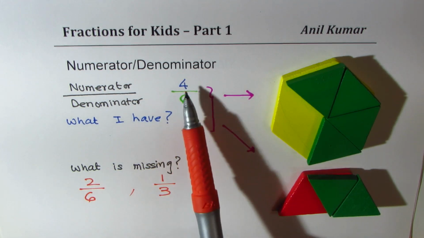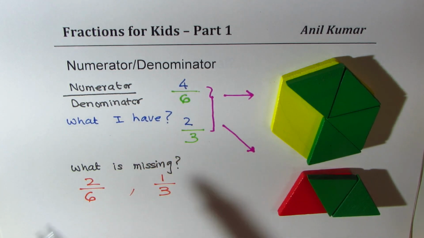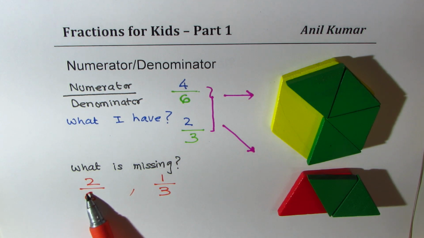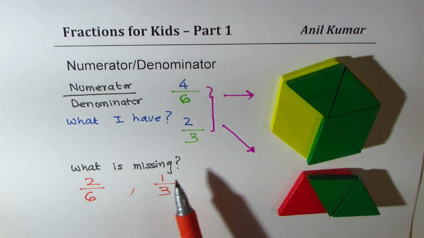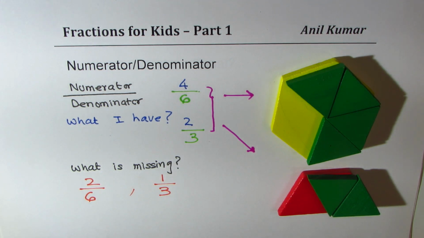But when you add both, you get 6 out of 6 in the first case, which is 1 whole. 2 out of 3 plus 1 out of 3 is 3 out of 3, 1 whole. So adding what we have and what is missing will give you the whole. So that is how we can again look into fractions.